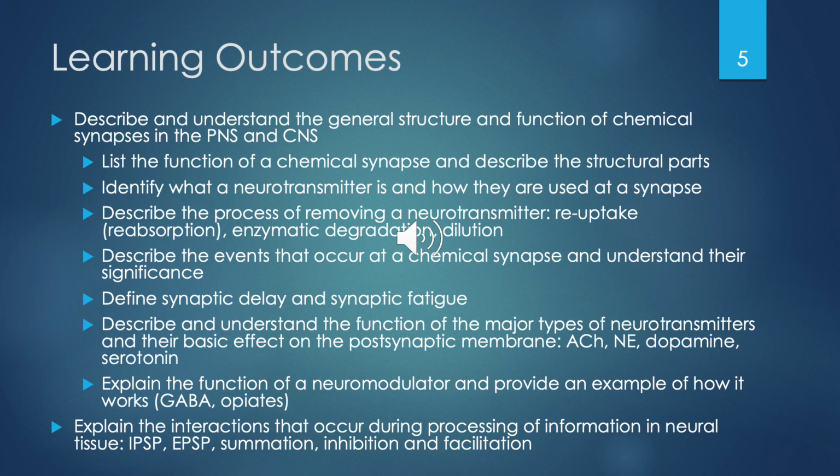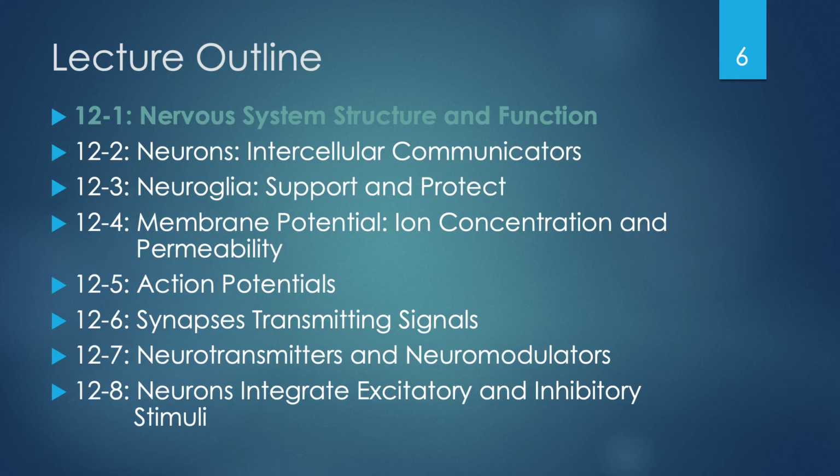And we will also explain the interactions that occur during the processing of information in neural tissue. So this includes IPSPs, EPSPs, summation, inhibition, and facilitation. I know it sounds like a lot. Let's get going. In today's lecture, we're going to follow the outline of the text again. So let's start with section 12-1, the nervous system structure and function.